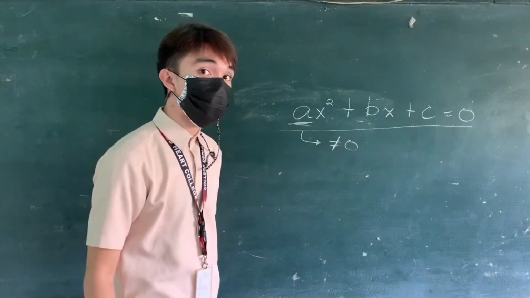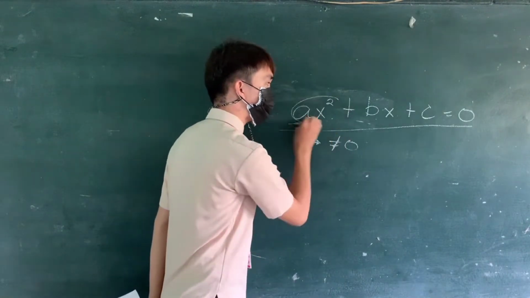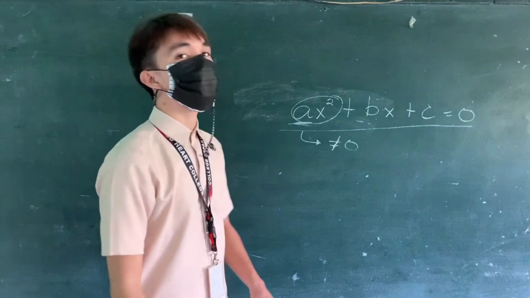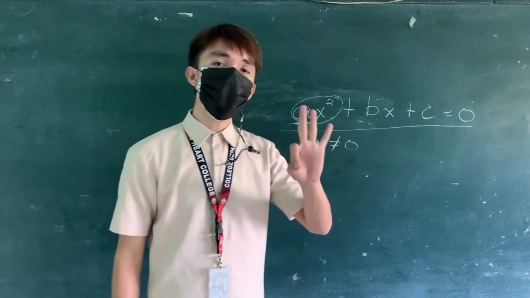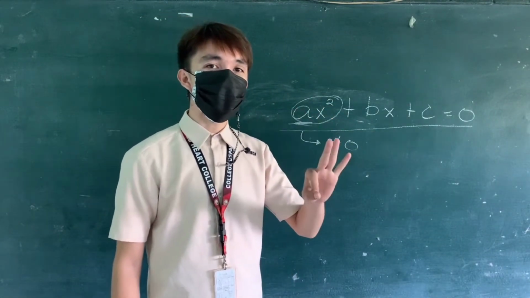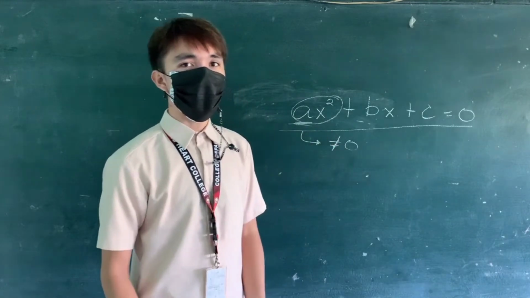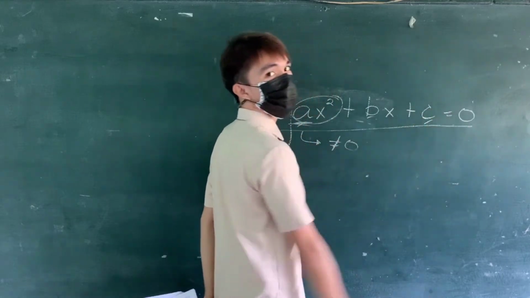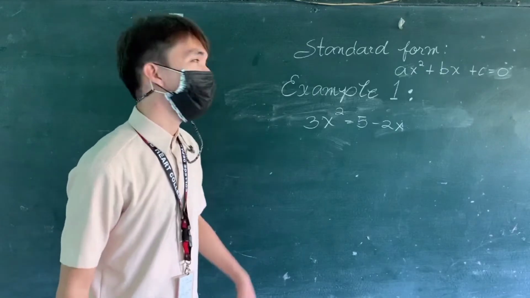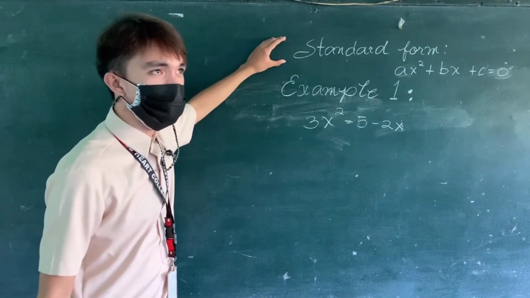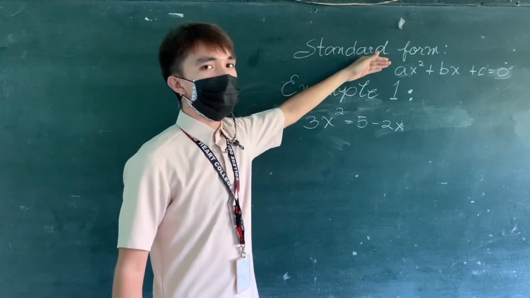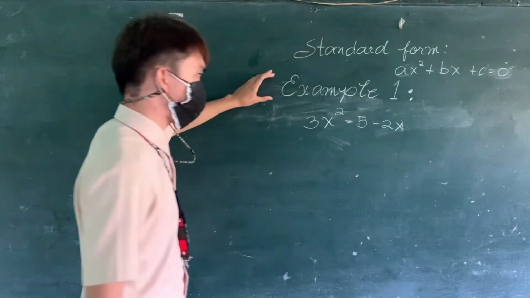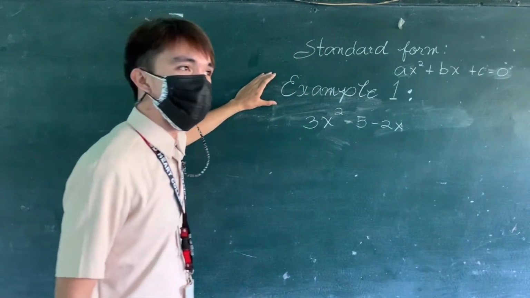Because if a is 0, it disappears, and it will no longer be a quadratic equation. Get it? Now let's have the 3 examples. We are going to write these examples into their standard form, and we are going to identify the values of a, b, and c. Always remember, the standard form of a quadratic equation is ax squared plus bx plus c equals 0. Now let's proceed to example number 1.